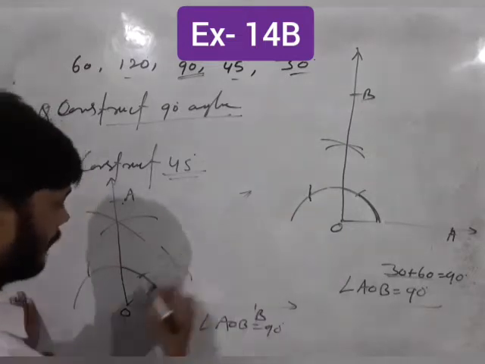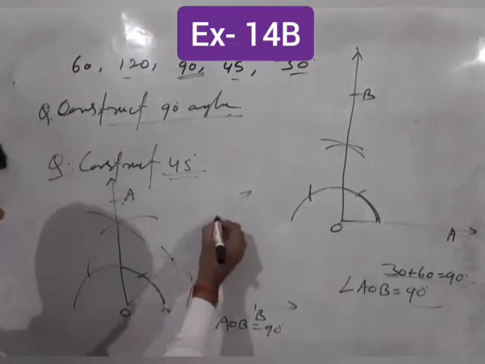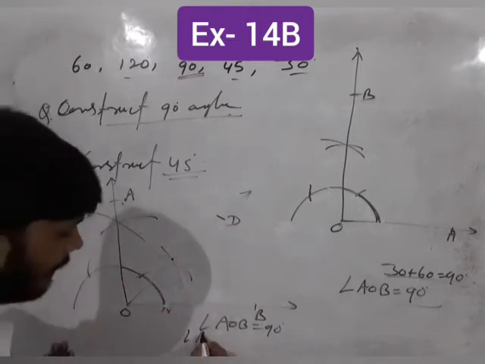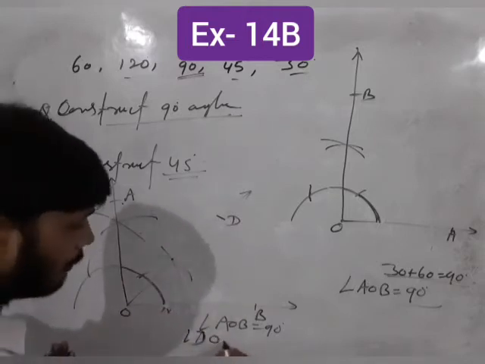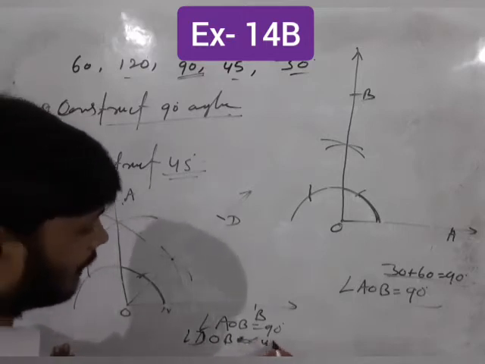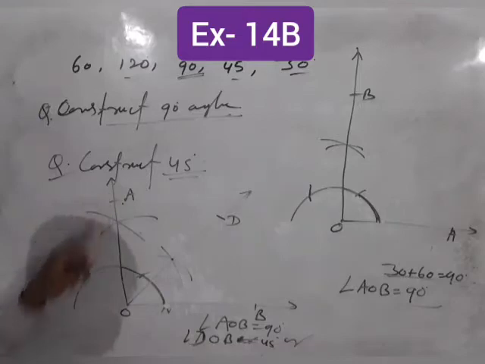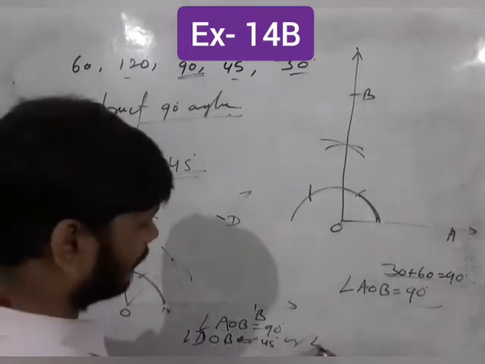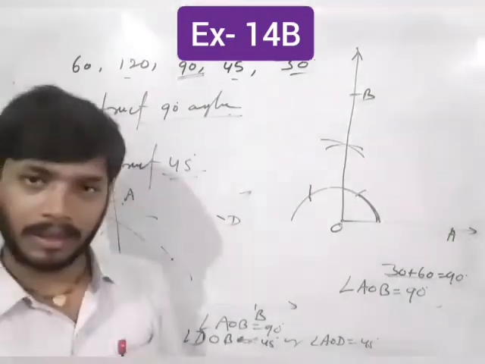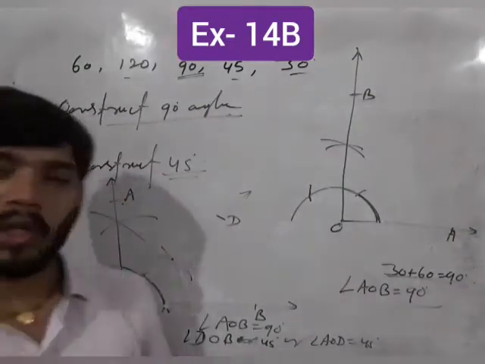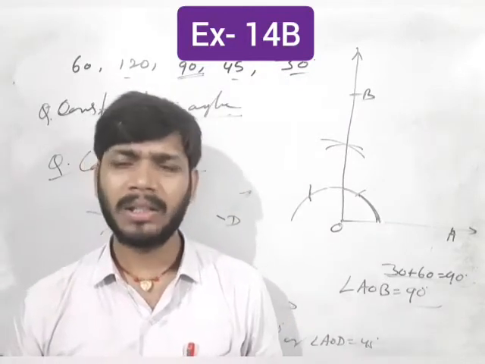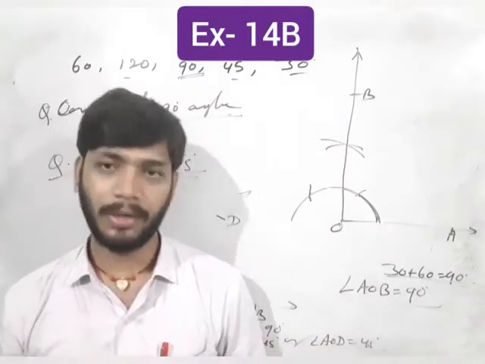and join the intersecting point here. Students, suppose this point is D, and students, angle DOB is equal to 45 degree, or students, here angle AOD is equal to 45 degree. Clear, students? Similarly, you can draw any angle by using compass, but some angles can't be drawn by using compass.